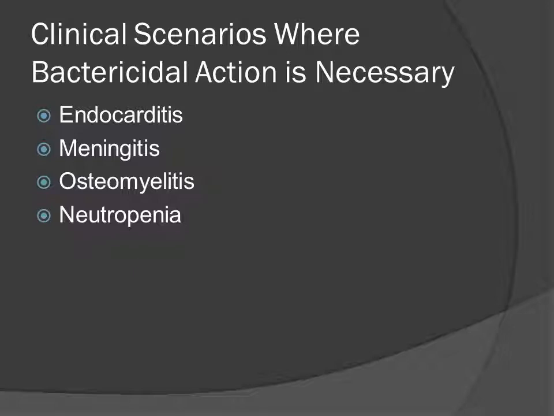So in the previous slide we talked about bactericidal versus bacteriostatic antimicrobial activity. There are some clinical scenarios where bactericidal action is necessary. So it's necessary to kill off the bacteria and not just suppress their growth. Some of these patients may not be able to mount a very good immune system response, which is typical of how bacteria are cleared when there's just a bacteriostatic antibiotic being used. You're knocking down the level enough such that the immune system can just take care of things. But clinical scenarios where bactericidal action is necessary include endocarditis, meningitis, osteomyelitis, and neutropenia.